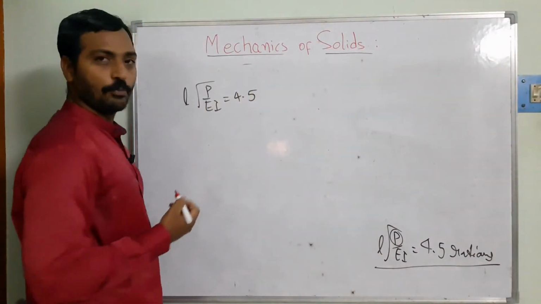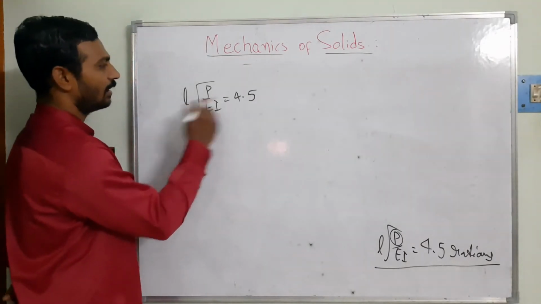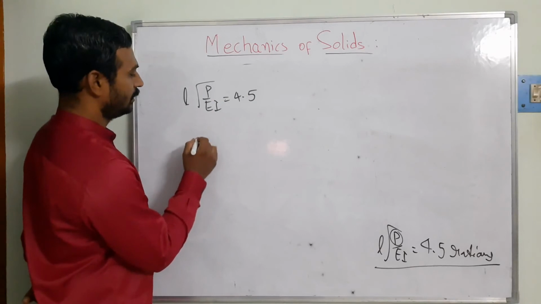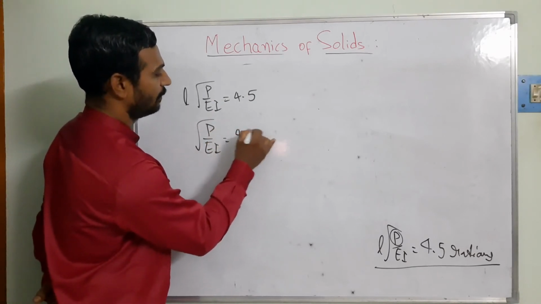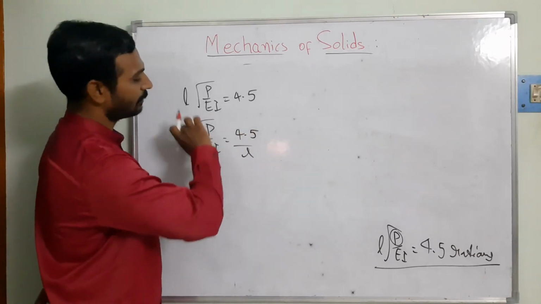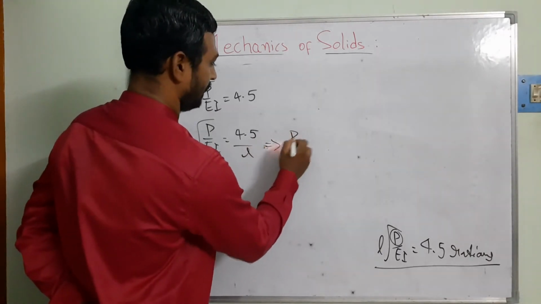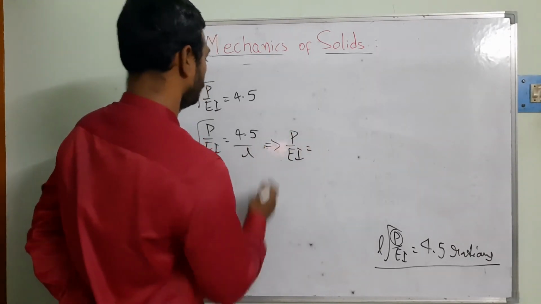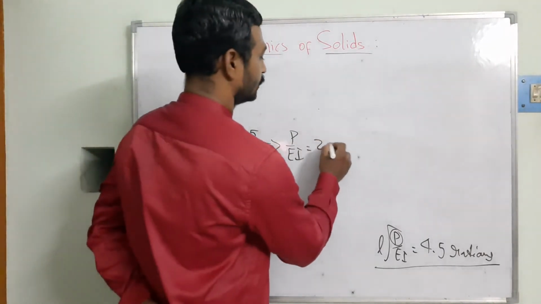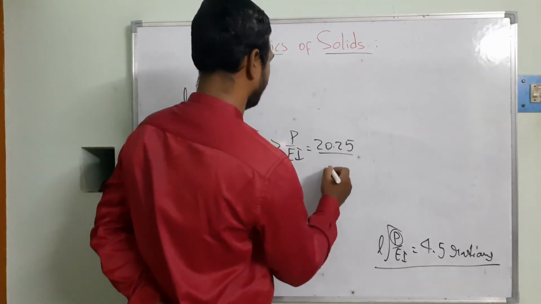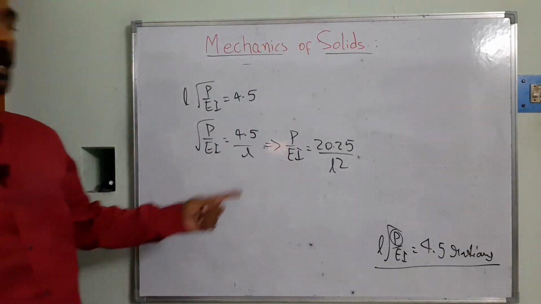Now I am going to square both sides. Or we can do it like this: square root of P by EI is equal to 4.5 by L. The square comes over here. So P by EI is equal to 4.5 whole square, that is around 20.25 divided by L square, that's going to be 20.25 by L square.